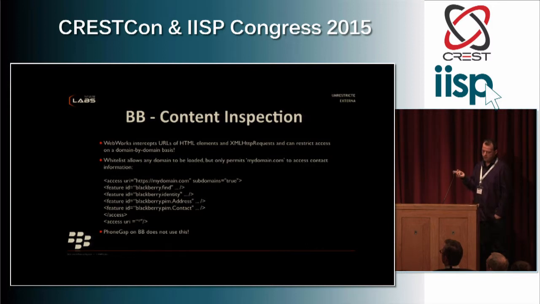BlackBerry, this is the really good one. Very, very granular. You can set domains, subdomains, individual permissions, individual objects, methods. All the features can be very granularly controlled. So if you developed an actual application yourself on BlackBerry using these techniques, you could fully leverage the security model, and it would be very effective. But if you do it with a PhoneGap app, they don't use this. They just throw it out the window, so you lose all that security that's there.